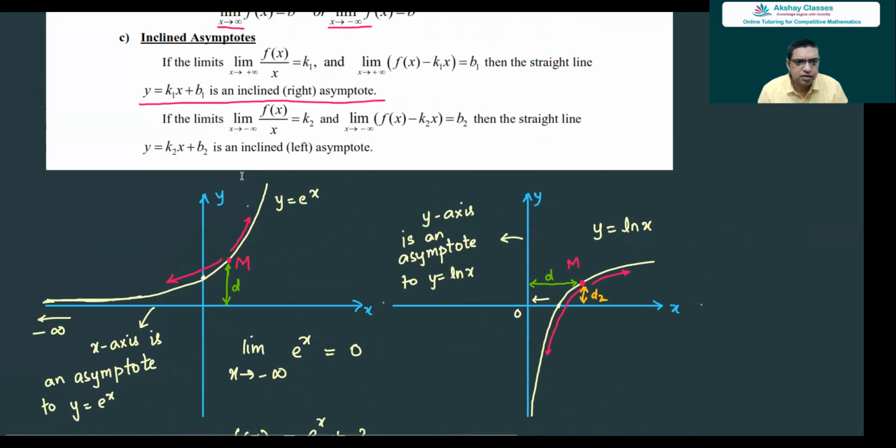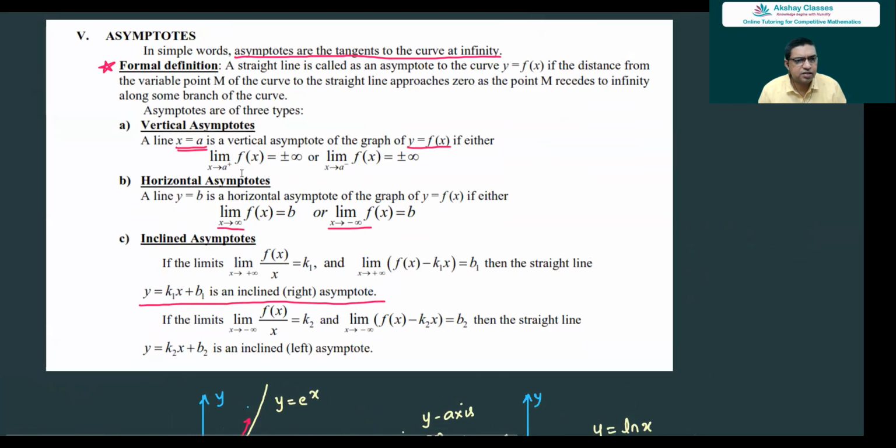So yesterday, while discussing asymptotes, we found out how to find vertical asymptotes, horizontal asymptotes, and inclined asymptotes. So now today there is another method.